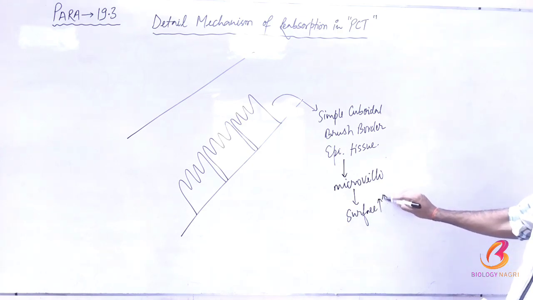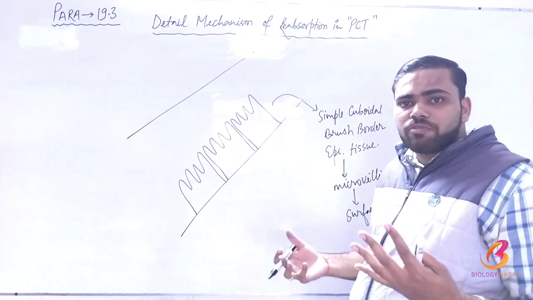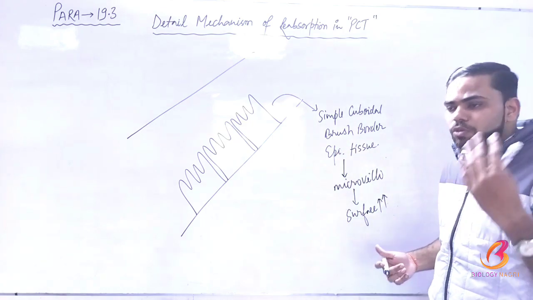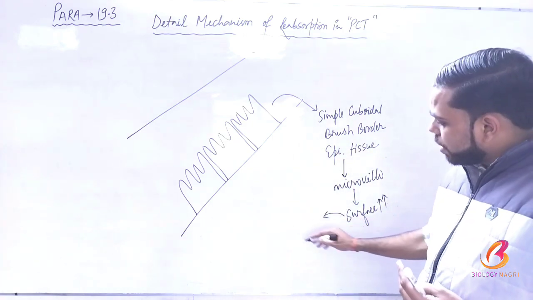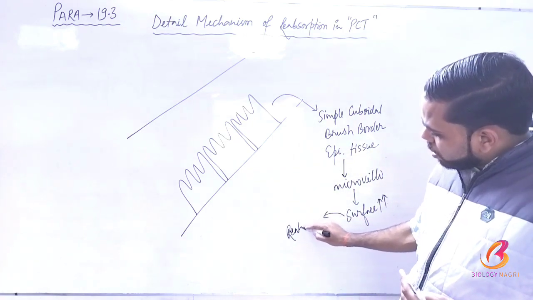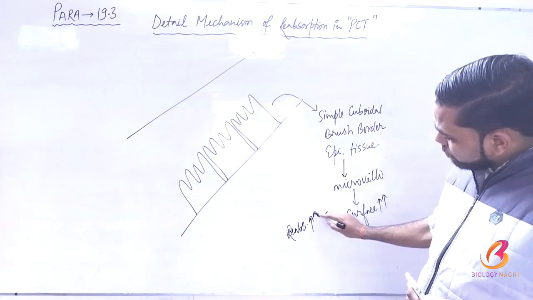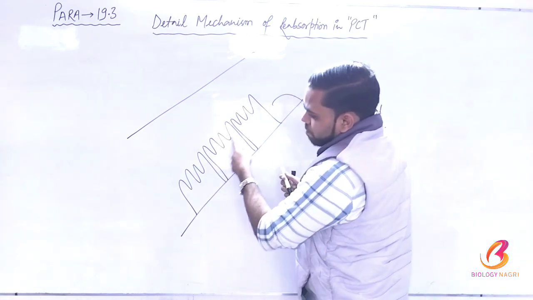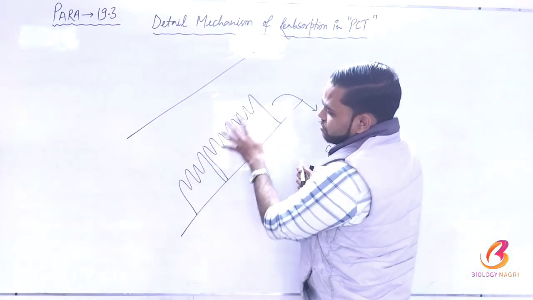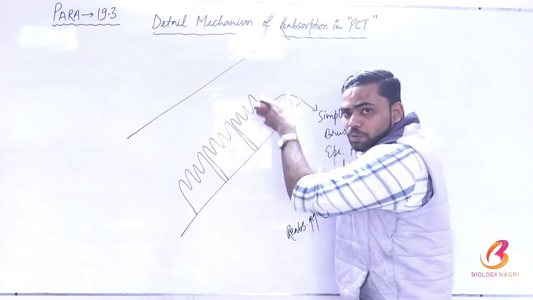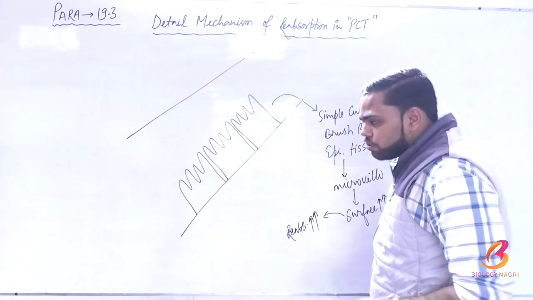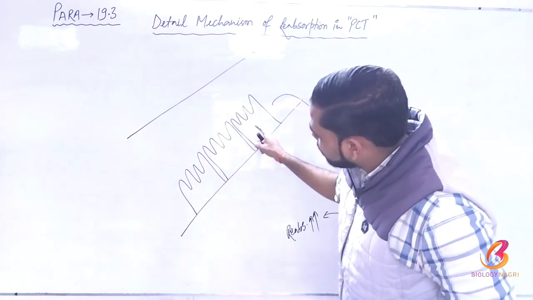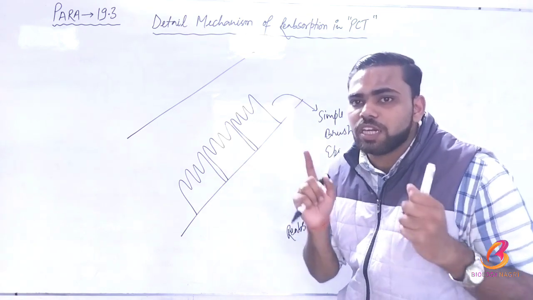This tissue has microvilli, and these microvilli are responsible for increasing the surface area. And for what? For facilitating more and more reabsorption. These are the microvilli, finger-like structures present on this simple cuboidal brush border epithelial tissue, and these are actually the tissues responsible for the reabsorption.